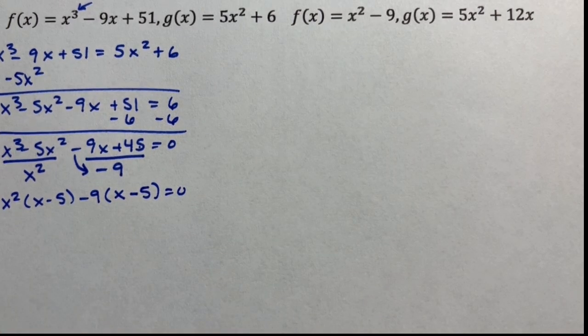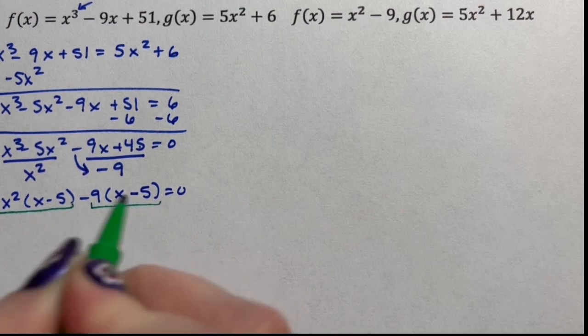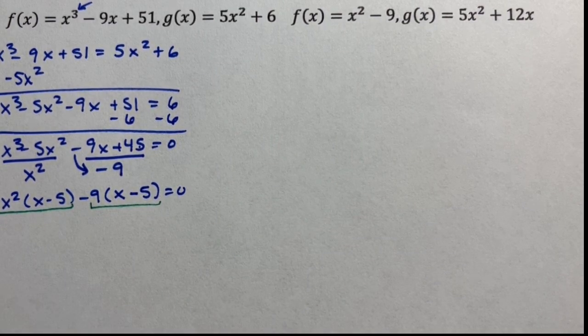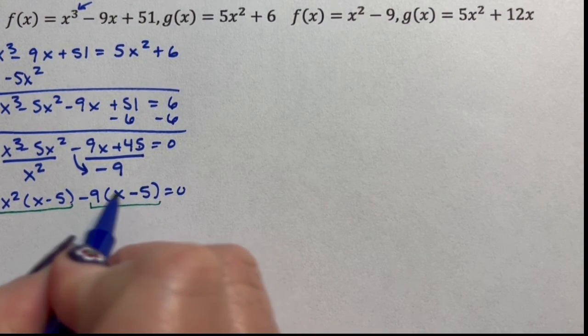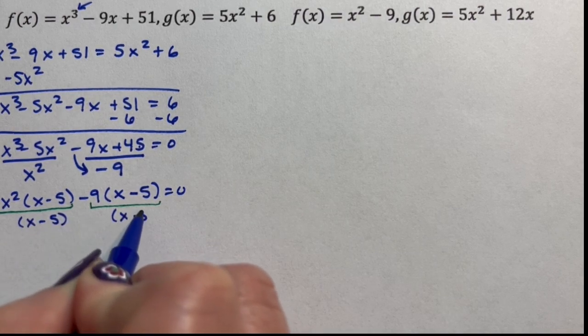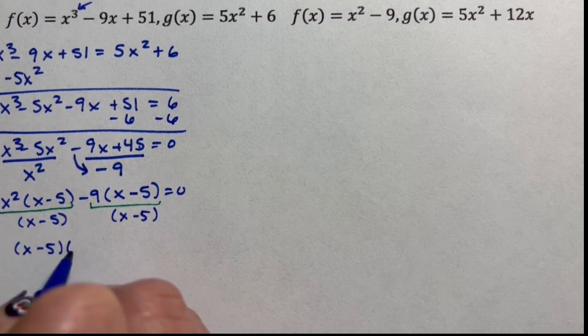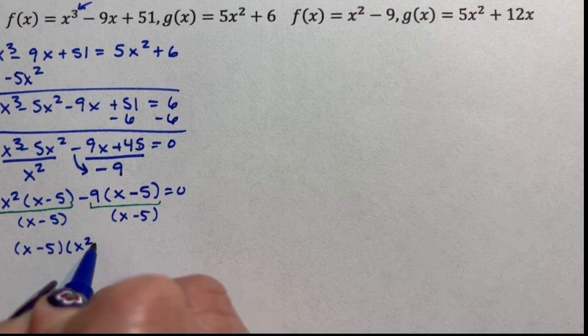I have right now 2 terms. This is one term, this is one term. Parentheses force a term. So when you look at that, you should see 2 terms. They each have a common x minus 5. What's in the parentheses is the same. If I pull out that x minus 5, the first term I'm left with x squared. The second term I'm left with minus 9.